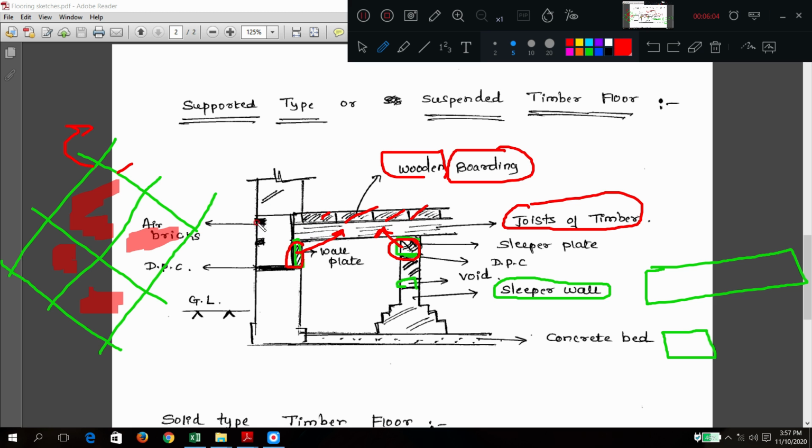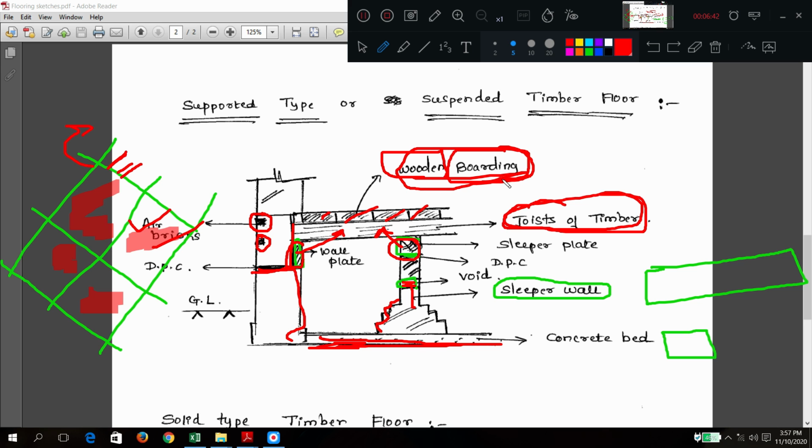So for the movement of air, we are providing what? Air bricks here. So that is what I have shown here. So it is clear now. So there is a ground concrete bed. Above that, the sleeper wall is constructed up to one level. Here also the exterior wall is constructed up to one level. After that, there will be DPC on either side. Here also DPC, and there is a provision of wall plates or sleeper plates which will support the joist of timber, which will act as a skeleton, and whatever the space is there, that is fixed with wooden boards.